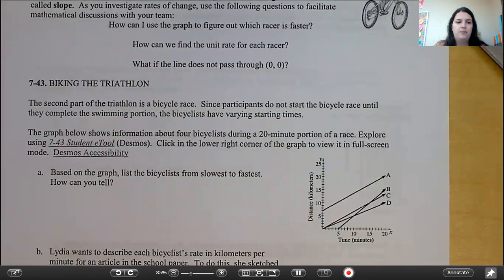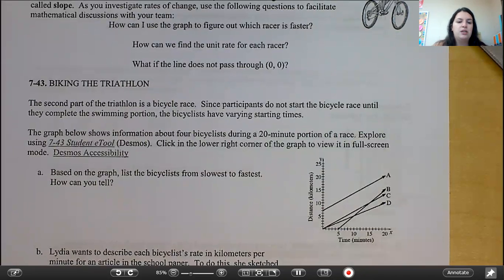Biking the triathlon. The second part of the triathlon is a bicycle race. Since participants do not start the bicycle race until they complete the swimming portion, the bicyclists have varying starting times. The graph below shows information about 4 bicyclists during a 20-minute portion of the race. Explore using the 7.4.3 Student eTool. Click in the lower right corner of the graph to view it in full screen mode. You don't have to, it's right there for you.